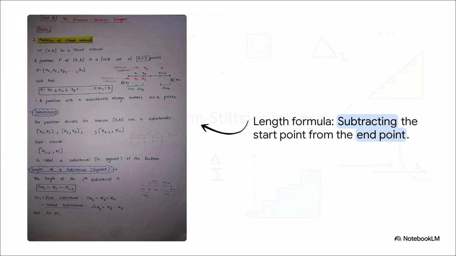Naturally, once we have a subinterval, we're going to want to know how big it is. To find the length, which we mark with the delta symbol as delta xi, we simply subtract. We take the ending point of the slice, xi, and subtract the starting point, xi minus 1. So the first subinterval's length is x1 minus x0. The second is x2 minus x1. And the pattern just continues. It's basic geometry, for sure, but it literally forms the bedrock of integration.